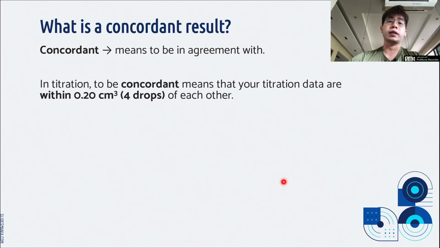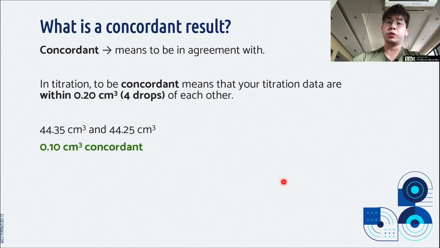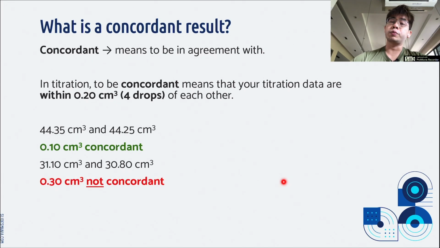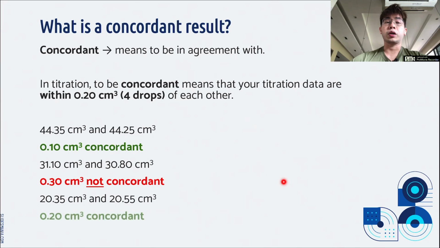Let's try some examples. Let's first look at this one. Are these two numbers concordant? Because they are 0.10 cm³ away from each other, they are concordant. What about this one? Because the difference between the two results is 0.30, these two results are not concordant. What about this last one? Because these two results are within 0.20 cm³, they are concordant. So now we know what concordant results are.